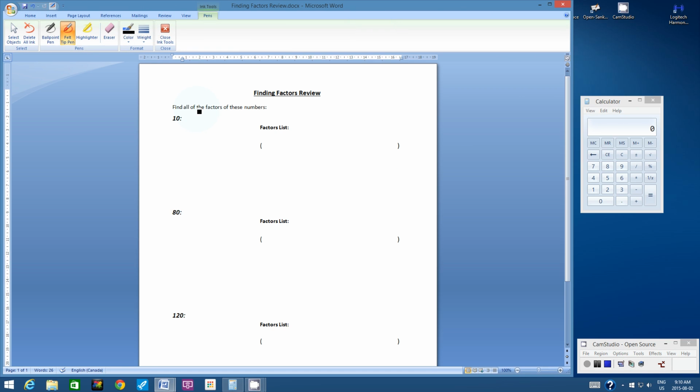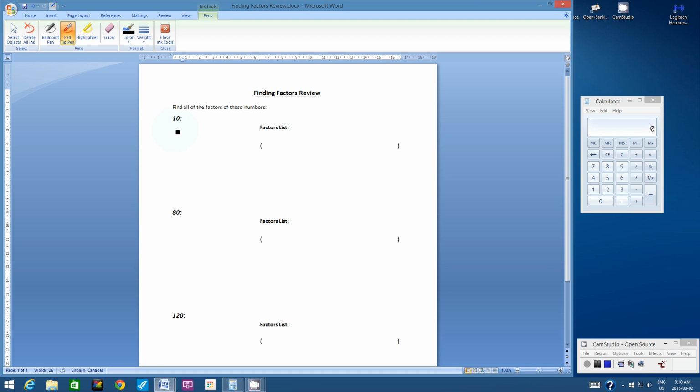All right, so find the factors of these numbers. The first example is we're going to find all the factors for the number 10, and then we're going to create what's called a factors list. Remember, every single number is divisible by 1 and itself. So that should be the first pair that you're writing.